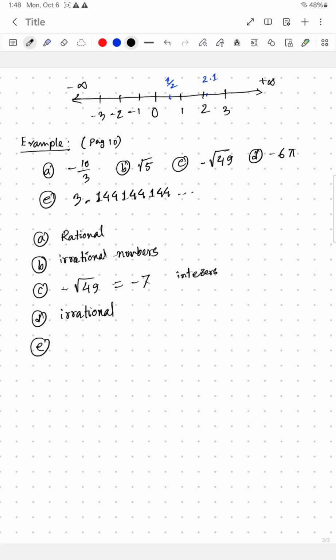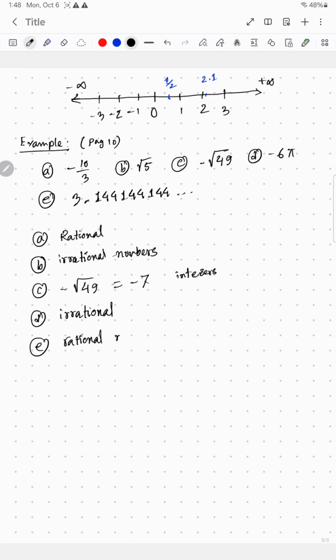Now if a decimal number has a fixed number of decimals like 2.5 or 2.76, 2.93, and it stops, then it is a rational number. Or if we have a repeated number, then it's also a rational number, so it would be rational. Okay, and if we have a decimal that doesn't stop, it goes on, and there is no pattern to it, then we call it irrational numbers. Like pi, it doesn't have any pattern.